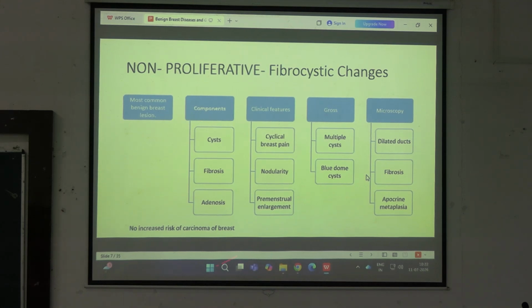And the clinical features, there will be increased cyclical breast pain, that will be cyclical with the menstrual cycle, and there will be increase in nodularity, and there will be premenstrual enlargement. And on gross features, we will find multiple cysts, and some of these cysts will contain secretions which will look blue, and these are known as blue dome cysts. And on microscopy, there will be fibrosis, dilated ducts, and apocrine metaplasia.